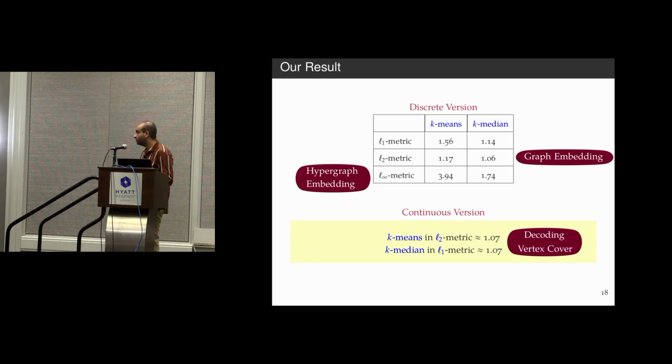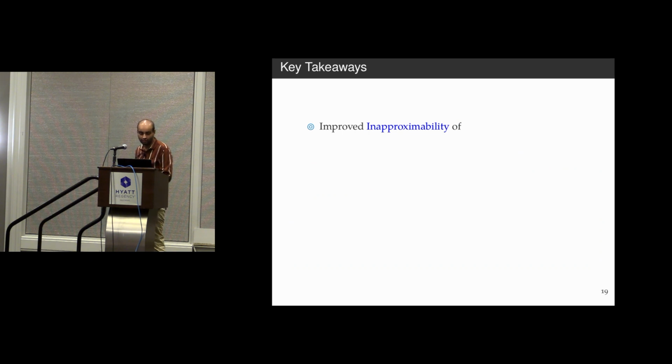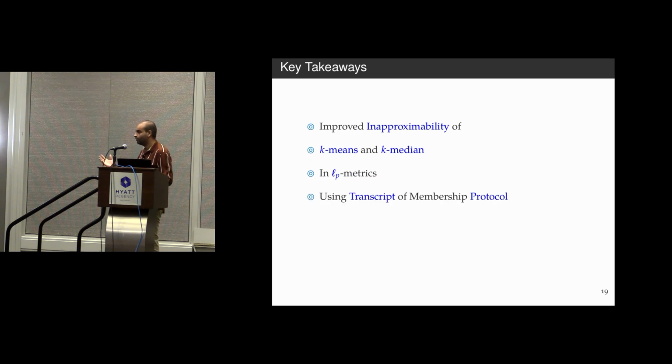For the continuous case, we take the same construction we did, but just throw away the candidate centers. And you show that from any optimal solution, you can decode back the candidate centers, so you get a vertex cover instance back. Okay, so the key takeaway is that you have improved inapproximability for k-means and k-median in LP metrics, using the transcript of this membership protocol we gave, and geometric realization of complete graphs and complete hypergraphs.